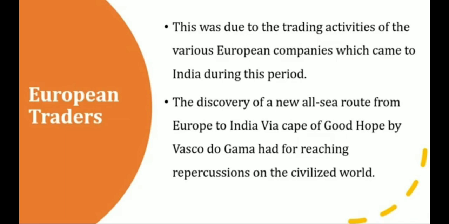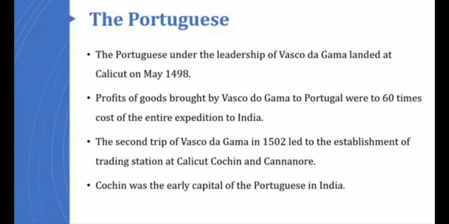So next to this, the Portuguese. You all know, who found the new sea route to India? Vasco da Gama, a Portuguese sailor. So when did he come to India? At which place did he come? At first, where did he land? Through a long voyage, traveling a long distance, at last he reached Calicut in May 1498. The profits of goods brought by Vasco da Gama to Portugal were 60 times the cost of the entire expenditure of the voyage to India.